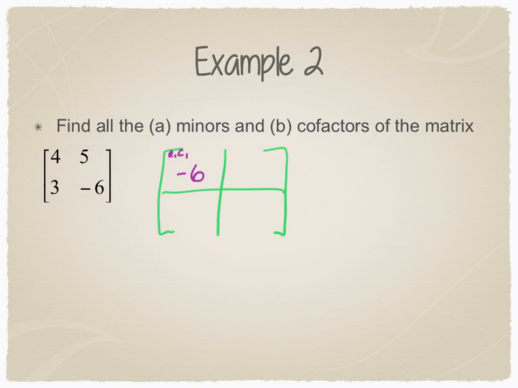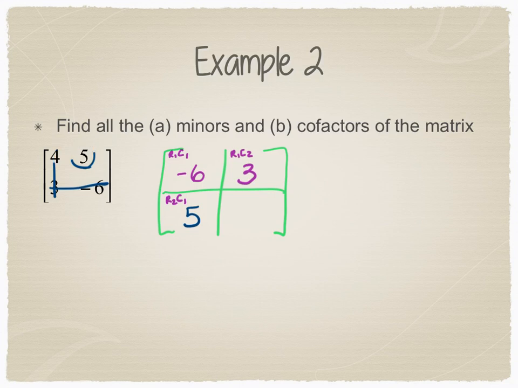Then I go to the next one. This time it's row 1, column 2. So I cross through row 1, column 2, and what's left is 3. That's the minor of that location. Then I go to the next one. This is row 2, column 1. I cross through row 2, column 1, and what's left is 5. That goes there.